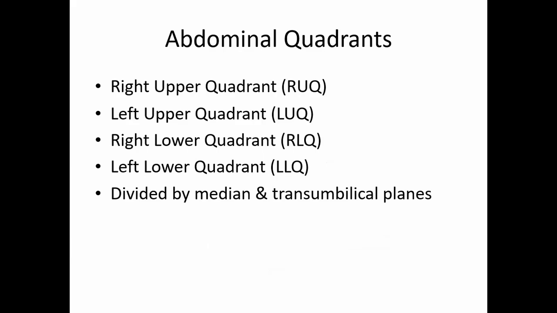As I told you earlier, the second classification of the abdominal cavity: we classified the abdominal cavity into four regions by imaginary lines into the right upper quadrant, left upper quadrant, right lower quadrant, and the left lower quadrant, which is divided by the median and transumbilical planes, the vertical median line and the horizontal transumbilical plane.